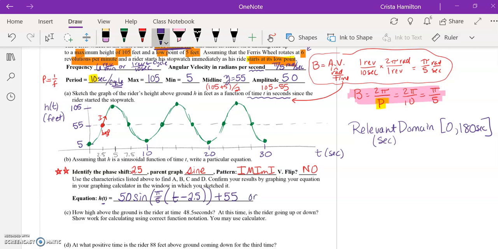But notice, we'll do some alternates here. What if I decided not to use a sine function? Let's change color to green. What if I decide to do a cosine function, and I let it be flipped, because I notice that at the very beginning it just starts at a min. A flipped cosine would be min, inflection, max, inflection, min. So my phase shift for that would actually be 0 if I start at that point. When I write my equation for that one, h of t would be negative 50 cosine pi over 5 t. You don't need the parentheses because it's basically t minus 0, and then plus 55. All right, let's pause here and go to the calculator.